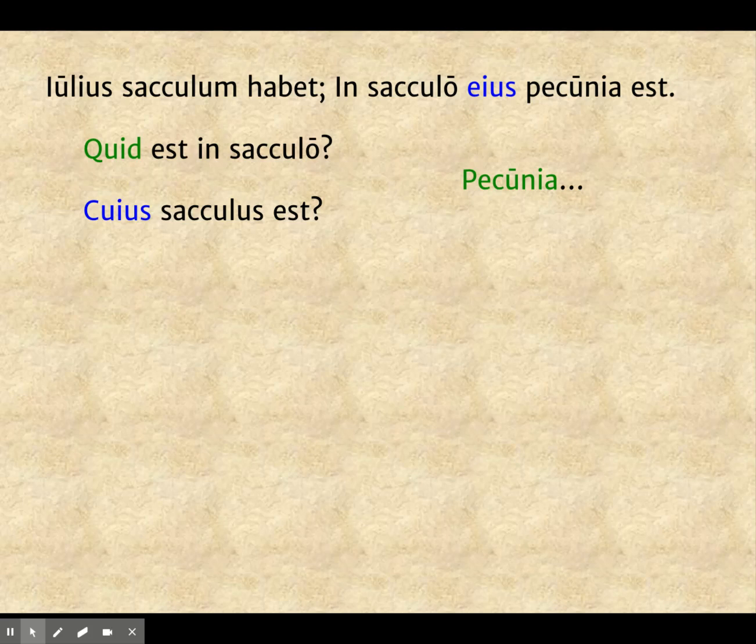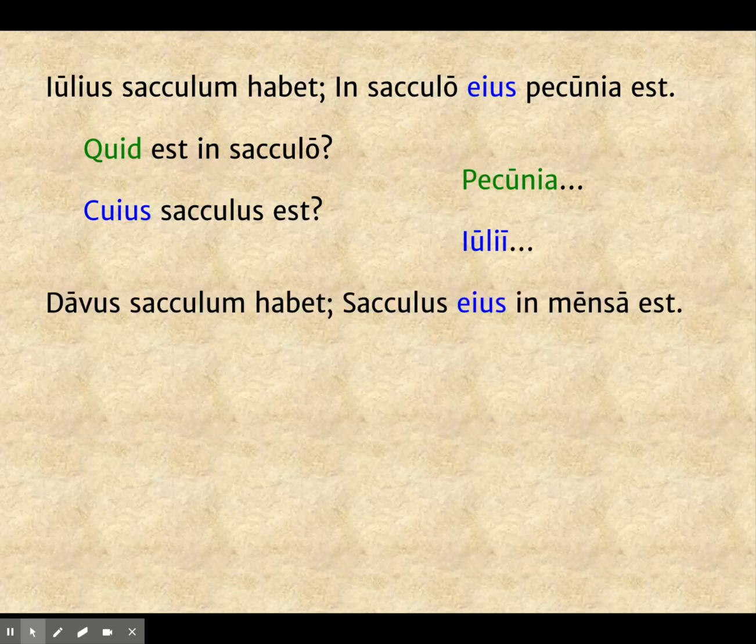So cuius saculus est? Find the name of the person, put it in the genitive. Hopefully you said Julii. So that saculus in the second sentence belongs to Julius from the first sentence. If you said pecuniae, well, the saculus doesn't really belong to the pecunia. The pecunia is in the saculo, but doesn't really have a possessive relationship there.